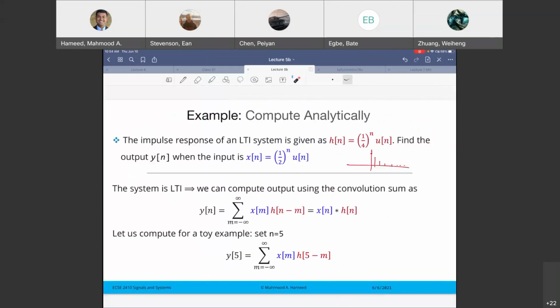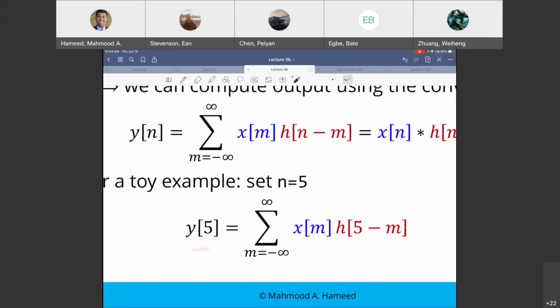To explain this, let us start with this toy example. What is this toy example? n is 5. How are you computing n is 5? Just substitute n is 5 in all of this. What happens then? Well, y of 5, the fifth element, right? When time is 5, the output is the summation of m from negative infinity to infinity of x of m, can't do anything about that, times h, the impulse response, which gets flipped and shifted, right? Flipped and shifted.